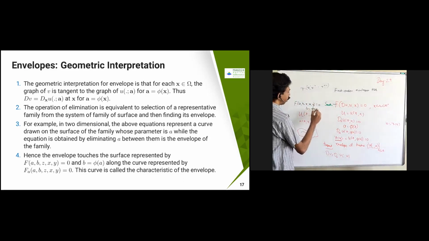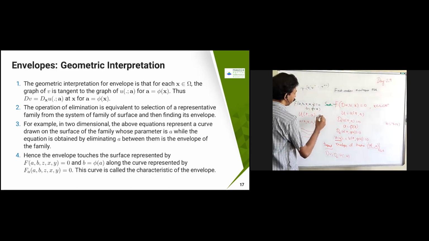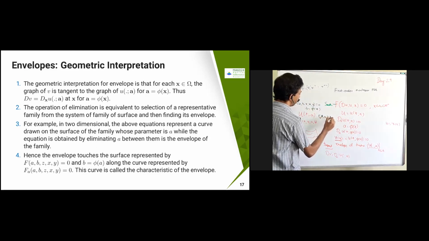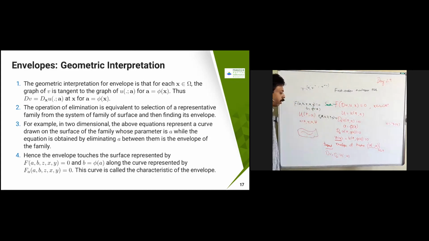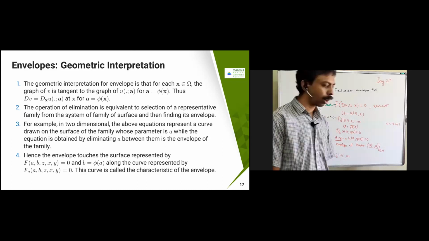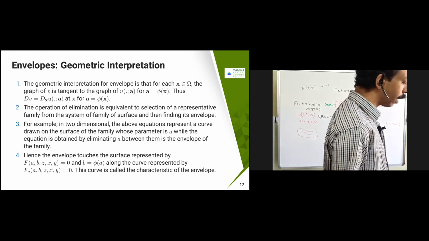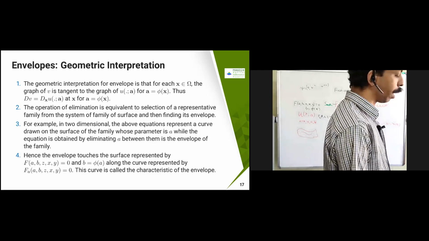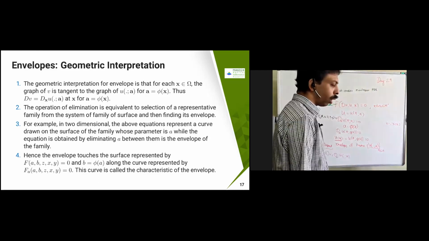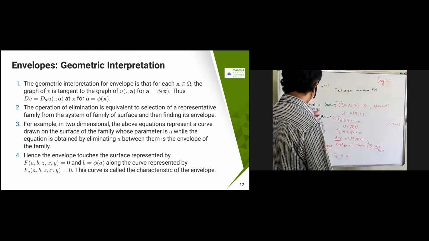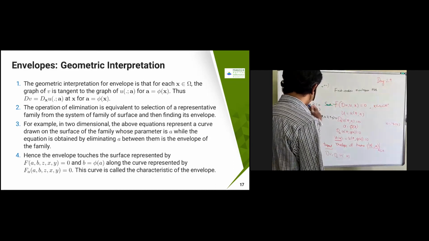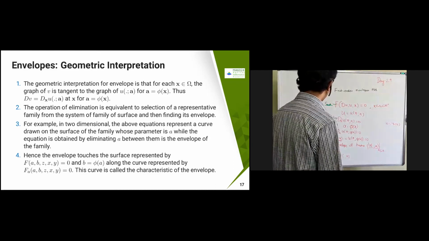If I find that, then I can substitute over here, and then I can also find f_a of a, comma b, comma z, comma x, comma y. This also you can find. So now we just solve these equations, and then we are going to obtain an envelope. Okay, this envelope is going to touch the surface represented by this f of a, comma b, comma z, comma x.